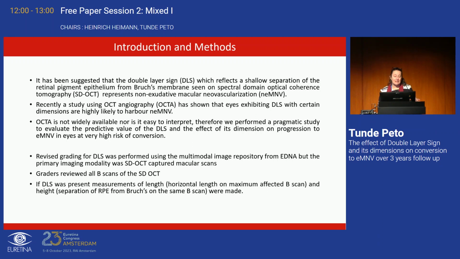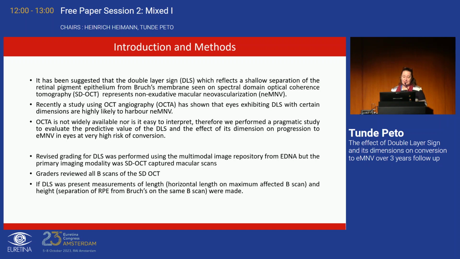So it's been suggested that the double layer sign, which is a shallow separation of the retinal pigment epithelium from the Bruch's membrane, as seen on optical coherence tomography, represents non-exudative macular neovascularization. And OCTA has given us a lot more understanding, but we don't necessarily have OCTA in every trial. So we're going to have to be able to use our existing OCT imaging to find those patients who are at high risk for conversion.